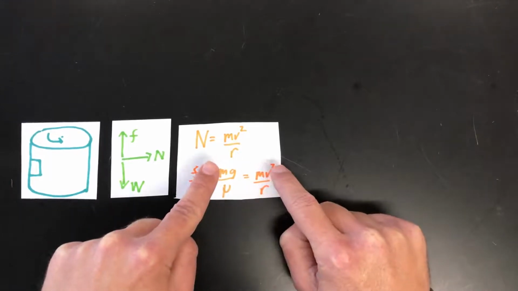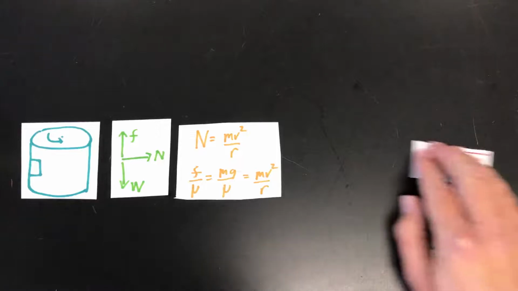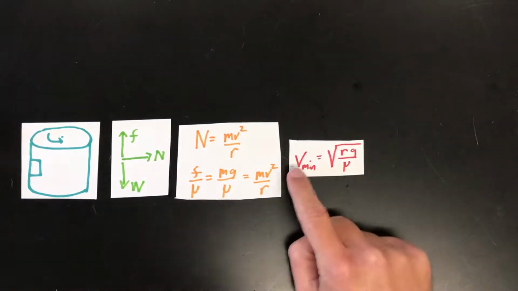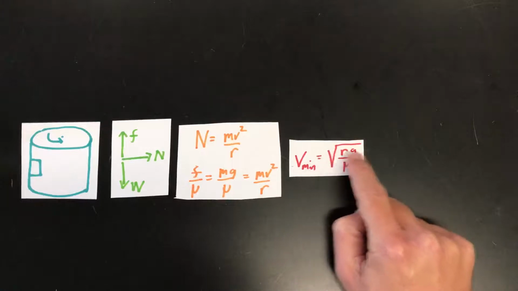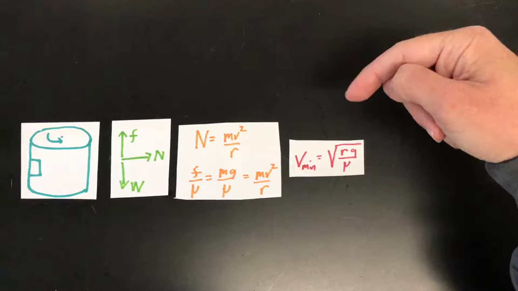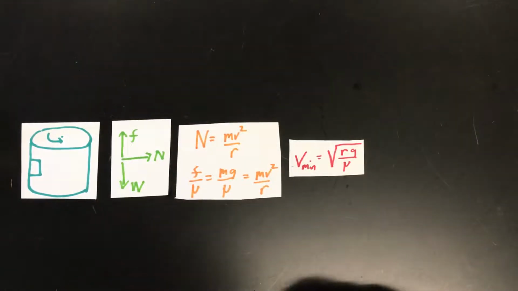Notice, once again, just like in the problems before, the masses cancel out. And so you can find this minimum speed here. The minimum velocity is the square root of rg again, but this time we're dividing by mu. Any slower than that, and we won't press into the wall hard enough, and we'll slide down. We won't get enough friction there. Let's just do two more here.